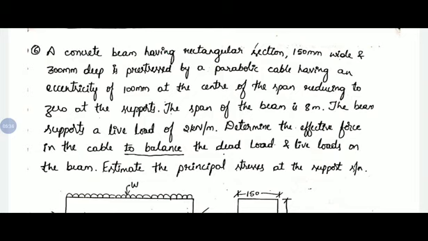So this problem is also the same as the previous problem. The cross section is 150 by 300 mm rectangular section, parabolic cable with eccentricity of 100 mm at center and 0 at support. Span is 8 meter, live load is 2 kN per meter. We need to find out the dead load, so we need to find out what is the P required. To balance dead load and live load means it is again the same: to make shear stress 0.